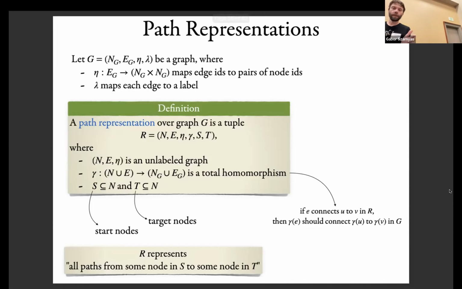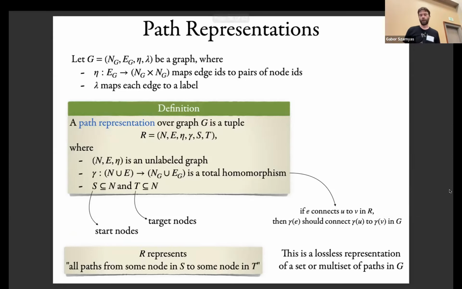Now this thing represents a whole bunch of paths. Which paths does it represent? It represents all the paths from some node in S to some node in T, okay? And now you still have paths in R and not yet paths in your graph. But when you apply your homomorphism, then you get a set or a multi-set of paths in your graph. And this is the main idea. Okay, and it's a lossless representation of one of these things.